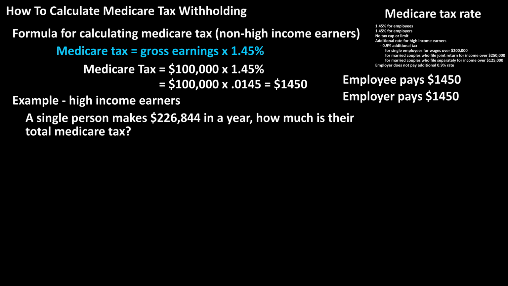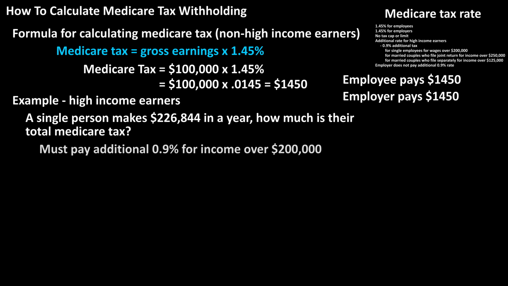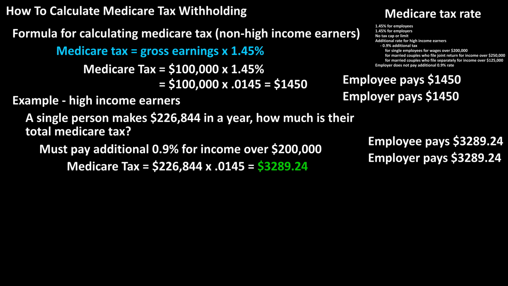As an example for a high-income earner, if someone who is single makes $226,844 in a year, how much would their total Medicare tax be? Since they made more than $200,000, they will have to pay the additional 0.9% for income over $200,000. To calculate the total Medicare tax, we first calculate the 1.45% amount, which is $226,844 times 1.45%, or 0.0145, and this equals $3,289.24 rounded off. And again, the employer would also pay $3,289.24.